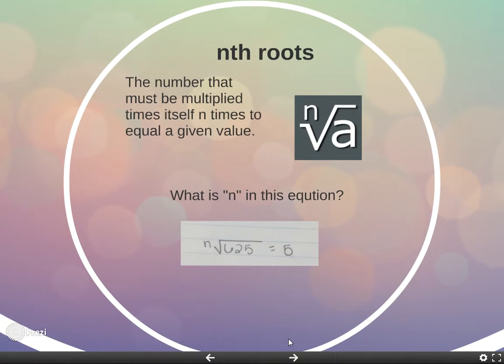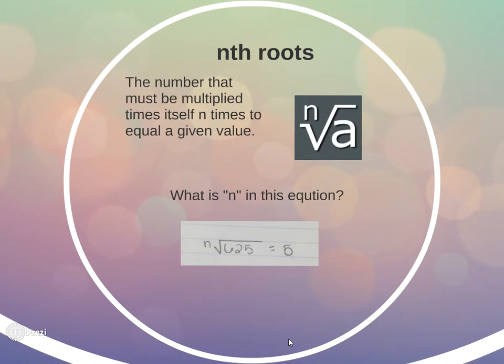And roots: it's a number that must be multiplied by itself n times to equal a given value. So say you want to find a certain value, like cube roots or fourth roots, so you do like the 4th root of a certain number. And we have a problem for you guys to do. What is n in this equation? The nth root of 625 equals 5.